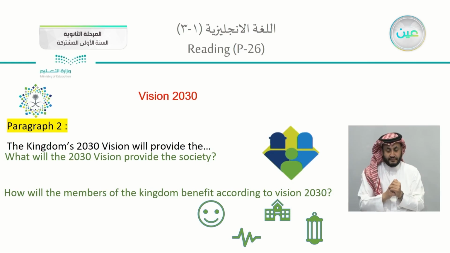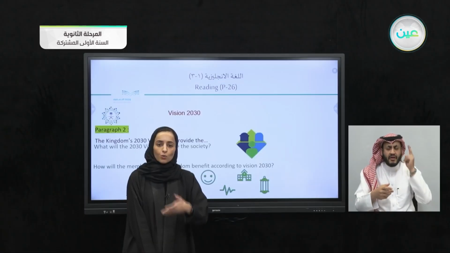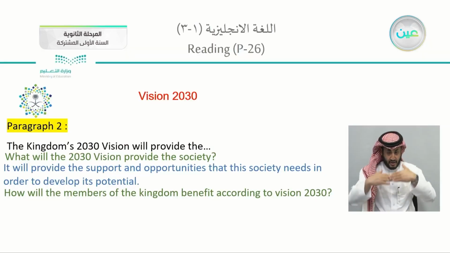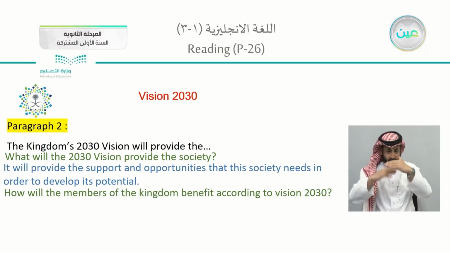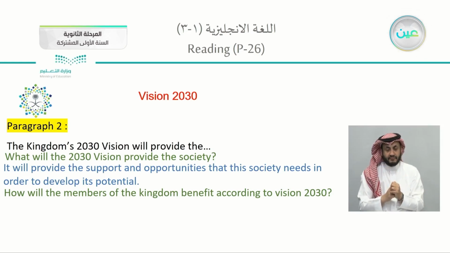So, what will the 2030 vision provide the society with? It will provide the support and opportunity that this society needs in order to develop its potentials, its ability. So it will provide us with everything that we need to be better people.